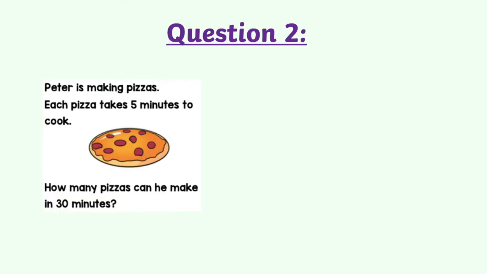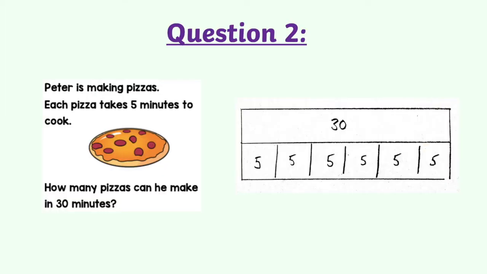Let me show you how you could have worked this out then. This is the bar model I drew. So I knew that I had 30 minutes altogether to cook pizzas, and each pizza was going to take 5 minutes. So I counted up in fives and saw how many I would need to make 30. Now, I've managed to make my parts quite even, but don't worry if your parts aren't quite even. It's not about your bar model looking perfect. Your bar model is there to help you.